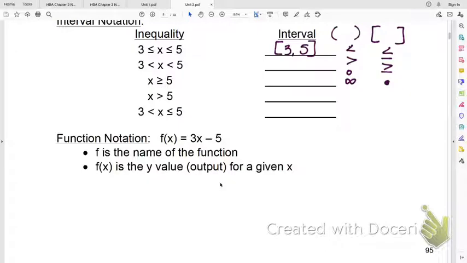So what would be the difference between the interval notation I just wrote and the one that you would write below? Same numbers, just use what? Parentheses.